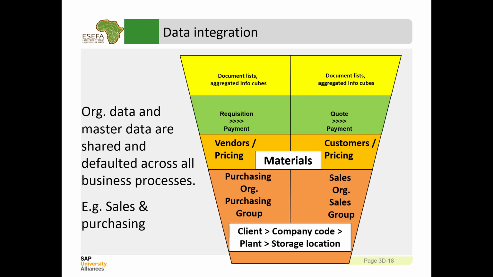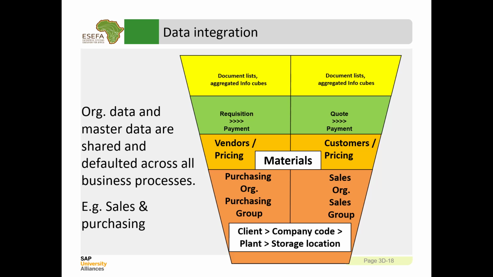Let's take an example of a sales and purchasing module. We see the client as your business, and your company code, say your company code in Ibadan. Then you see the plant that is involved, then the storage location from which this transfer is being made. Under that, you see information flow between the purchasing organization and the sales group, all being interfaced. Then customer and vendor, and customer pricing, are maintained.